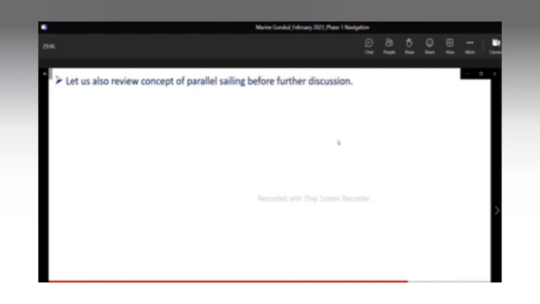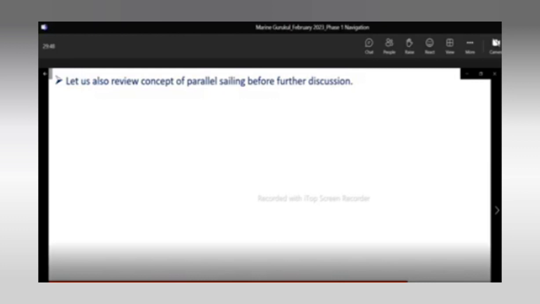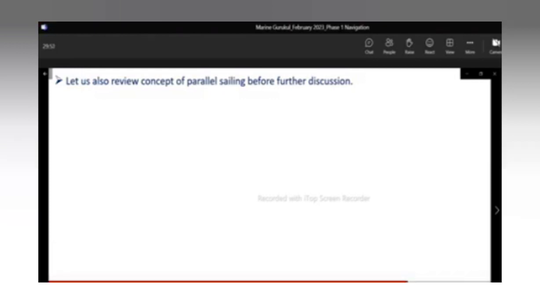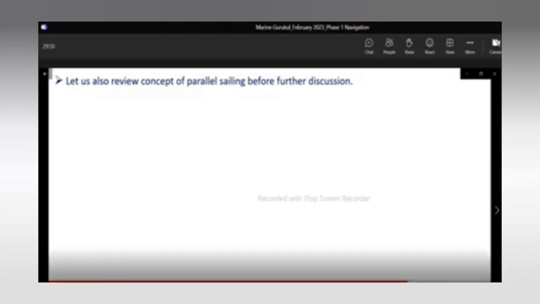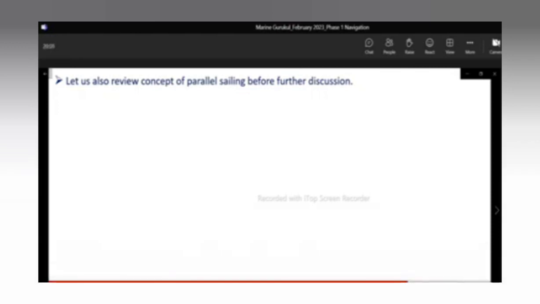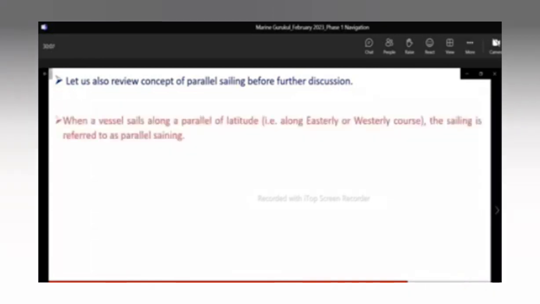Very good, beta. Great. So we are now going to start off with the concept of composite sailing. Let's go. We brush up our concepts of parallel sailing, which I'm sure all of us are aware of.